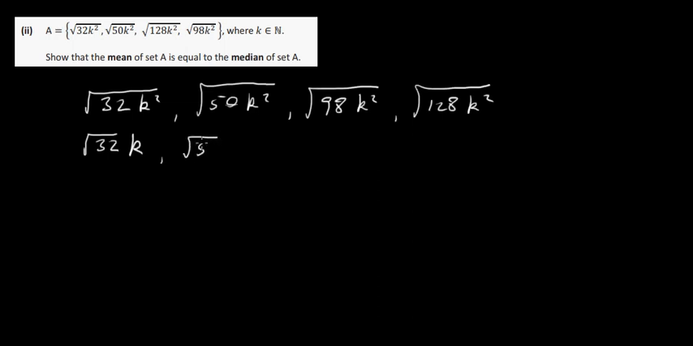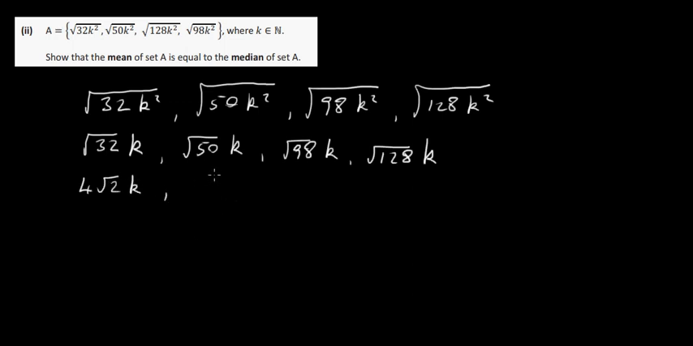Here we've got the square root of 50 times the square root of k squared, so that's just going to be a k here again. Square root of 98 times k, and we have finally the square root of 128 times k. Now all of these can be written in the form some number times root 2. Now we did this one already. It was 4 root 2, so this here is just going to be 4 root 2 times k.